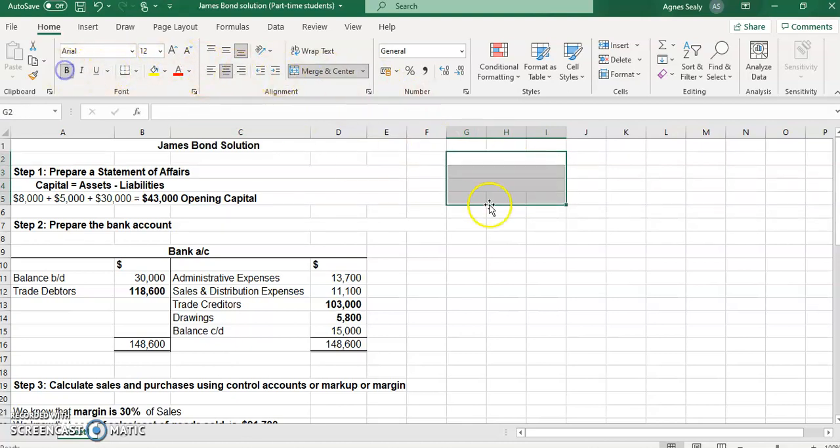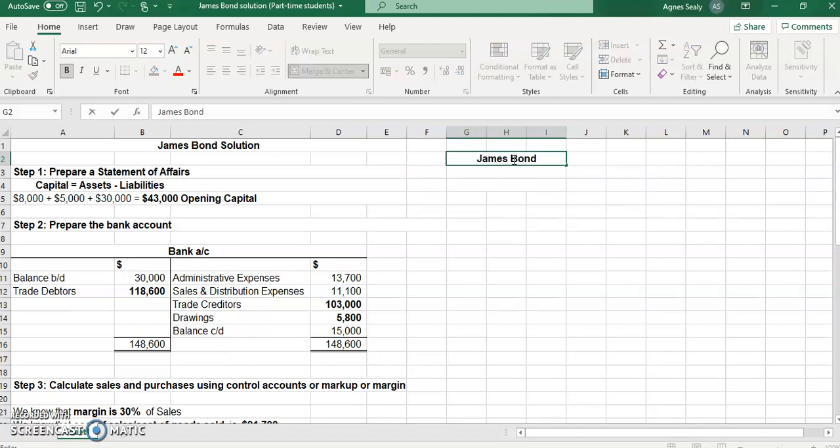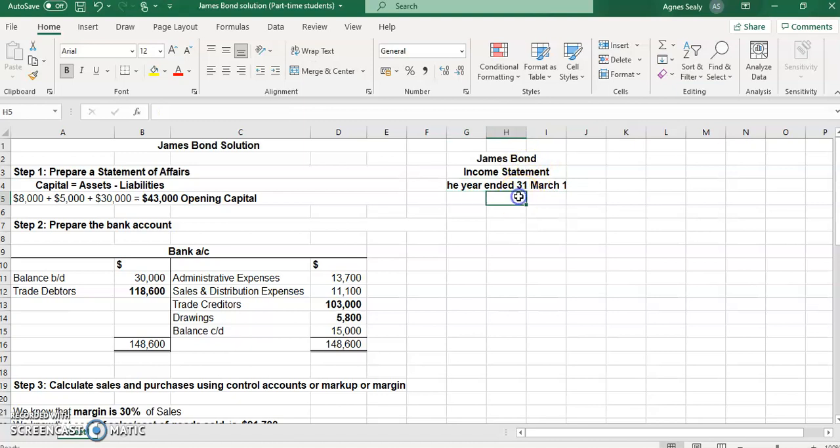Three columns. So this is the header. Remember, you always put the name of the business. So James Bond. Type of statement, income statement. For which period? For the year ended 31st of March 1985. Put in our dollar signs.